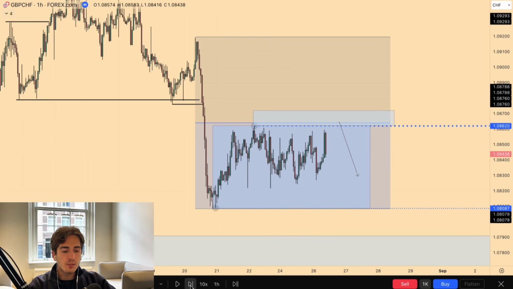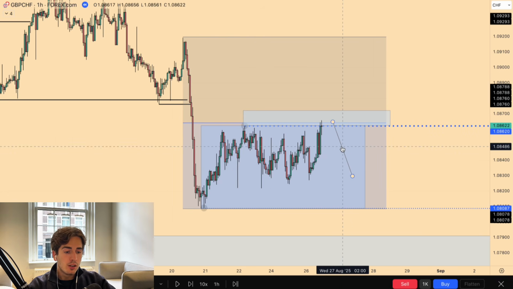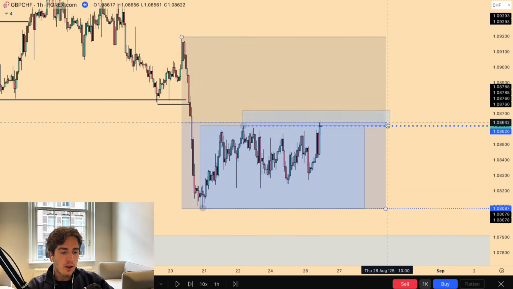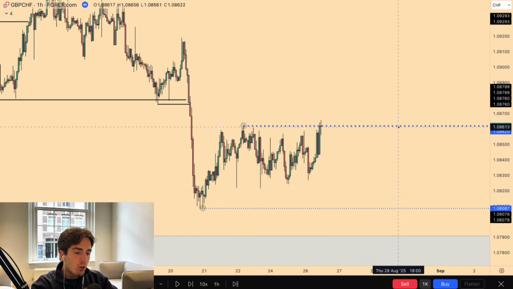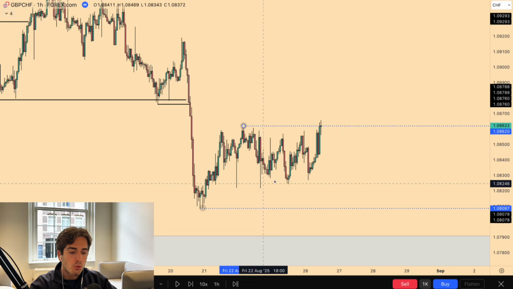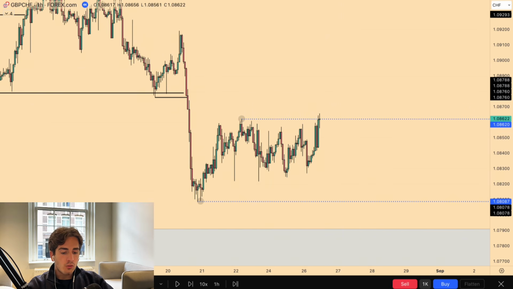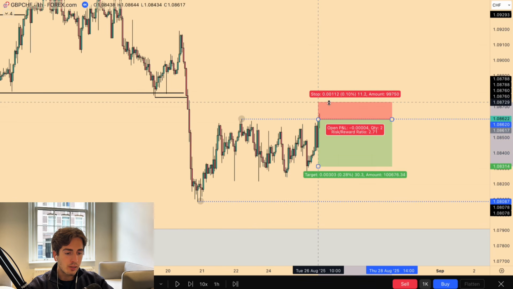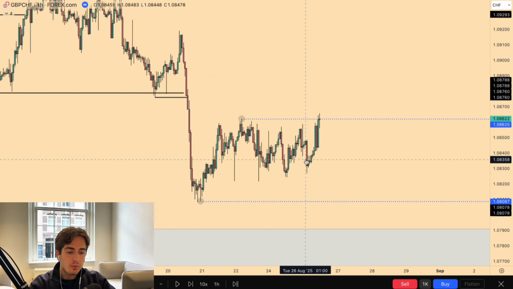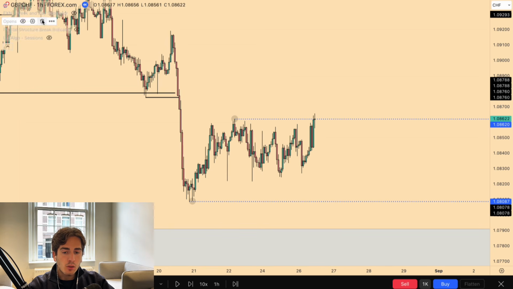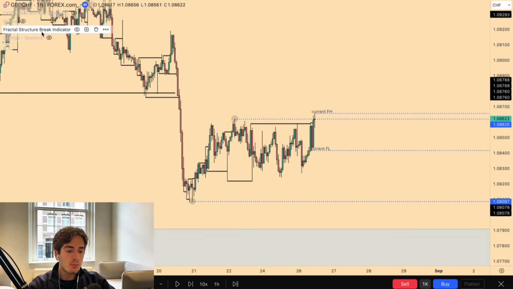So what I'm now waiting for is for that range high to get swept. So what I see happening here now on the 1 hour time frame is that we sweep the overall high of the range. So after a sweep of that overall range high, what I'm now looking for is confirmation, because what you never want to be doing is simply just shorting on the range high. Stop loss, where are you going to be placing it? So what you want to be doing here is waiting for something called a fractal structure shift. So what I personally use is the fractal structure break indicator.